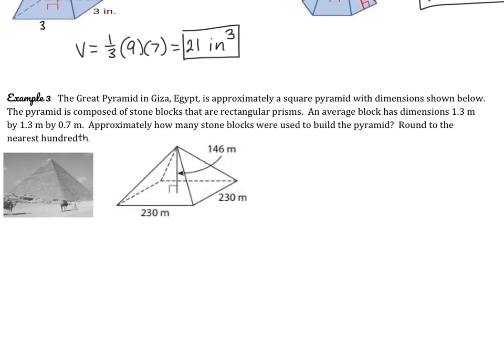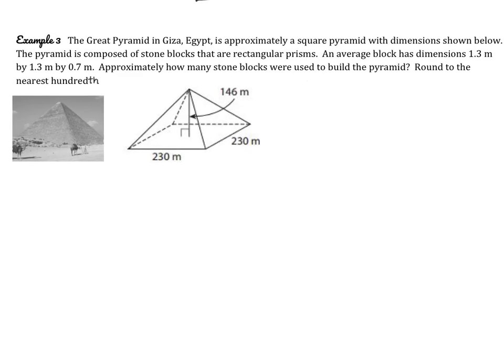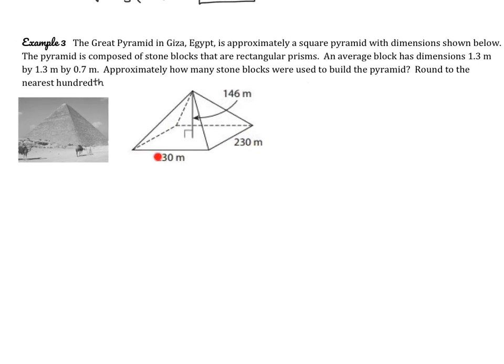Okay, let's look down here at this last example. It says the Great Pyramid in Giza is approximately a square pyramid with the dimensions shown below. The pyramid is composed of stone blocks that are rectangular prisms. An average block has dimensions of 1.3 by 1.3 by 0.7 meters. Approximately how many stone blocks were used to build the pyramid? Round to the nearest hundreds. So for this, strategy-wise, we can find the volume of the pyramid, and then we can find the volume of an individual stone block, and we can see how many blocks would fit into that pyramid.